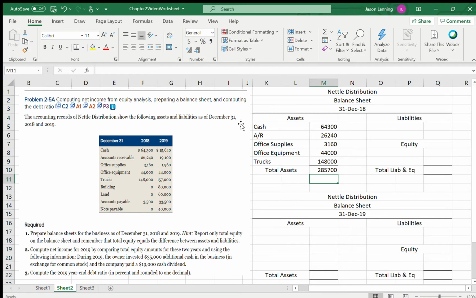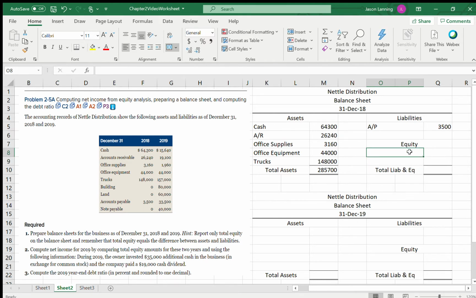Now, for our liabilities, we have accounts payable here, and I'm going to abbreviate it A/P, and that is $3,500. And then down in equity, we don't have anything. And this is what they're telling us: only total equity on balance sheet. Remember, total equity equals the difference between assets and liabilities. So basically, we just have to put total equity in here.